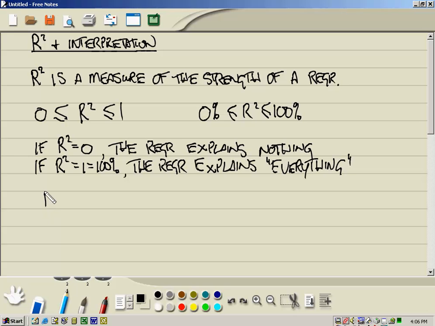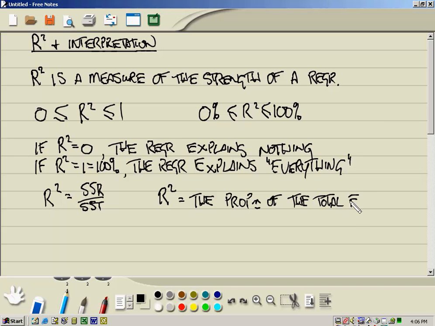Alright, the formula for r squared is simple enough. R squared is the regression sum of squares divided by the total sum of squares. Remember that in the regression we're trying to explain the total sum of squares with the regression. So r squared is the proportion of the total variance explained by the regression.